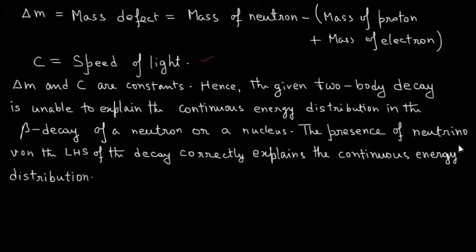The presence of neutrino on the right hand side of the decay correctly explains the continuous energy distribution. And this is the end of this chapter.